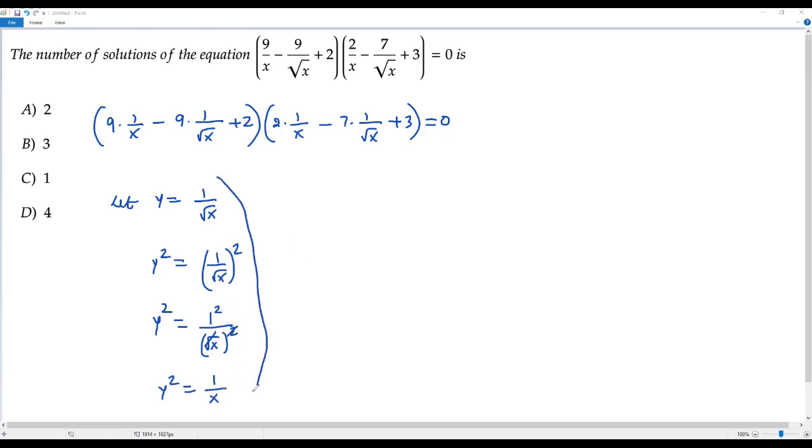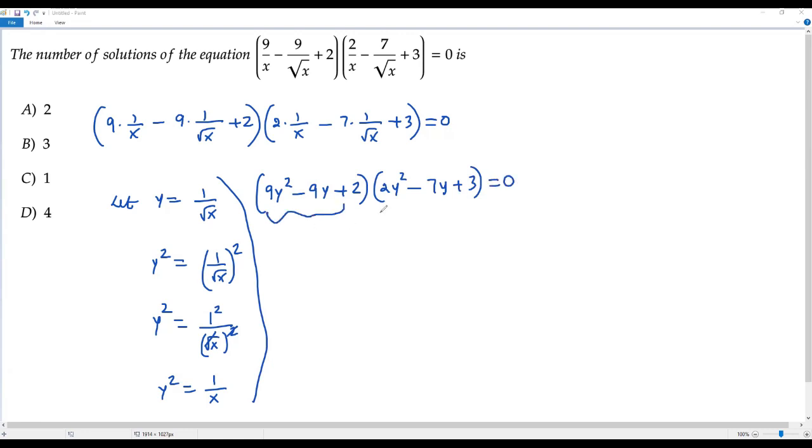Okay, now let me go to the equation over here. Now 9 times, for this 1/x we can plug in y², because we got it that y² equals 1/x. So for this 1/x we can plug in y², minus 9 times, for this 1/√x we can plug in y, 9y, plus 2 times, here 2 times 1/x. For this 1/x we can plug in y², then I'm getting 2y² minus, here we get 7 times y plus 3 equals 0.